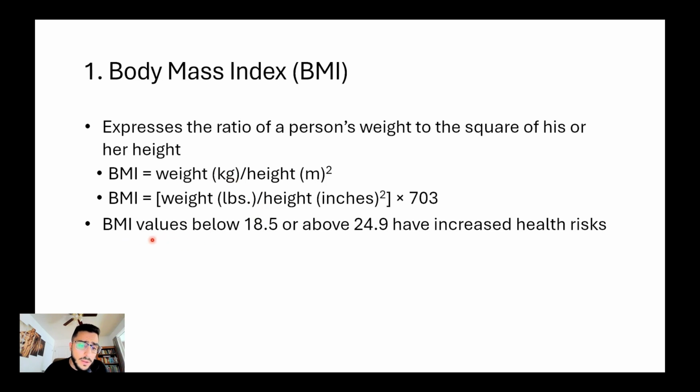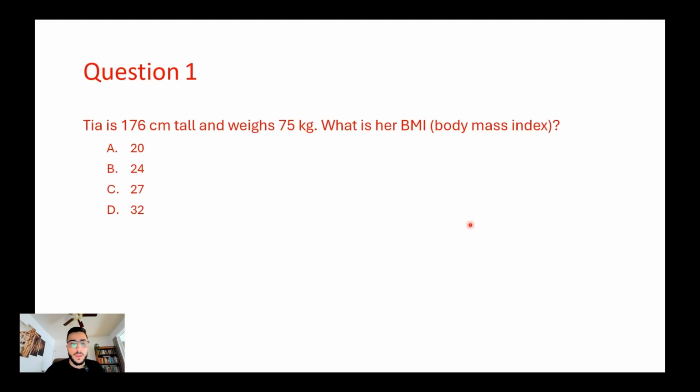The BMI values that are healthy are usually between the range of 18.5 and 24.9. Below this you're underweight, above this you're overweight, and then you can be obese and morbidly obese, and that has increased health risks. Okay, this you can do, just divide this by 1.76 squared. It should give you one of these values.